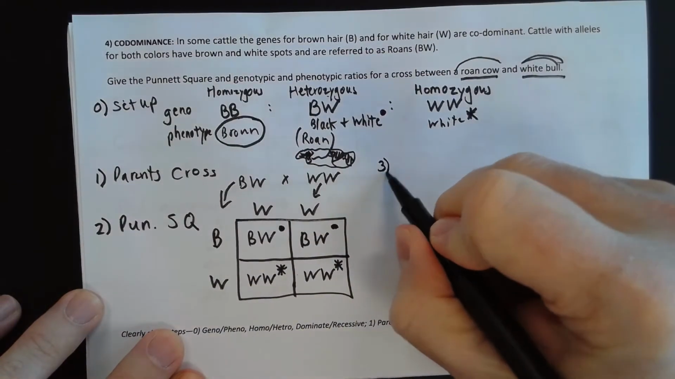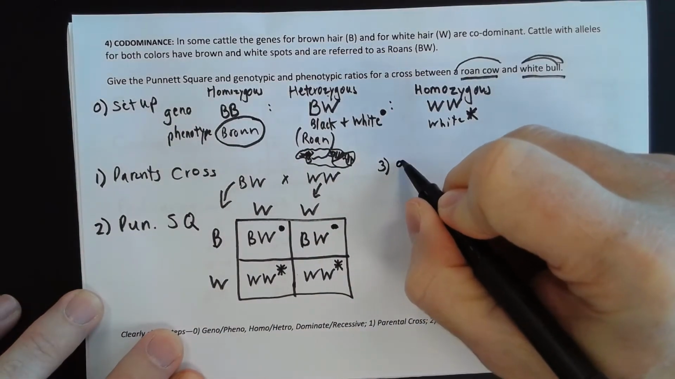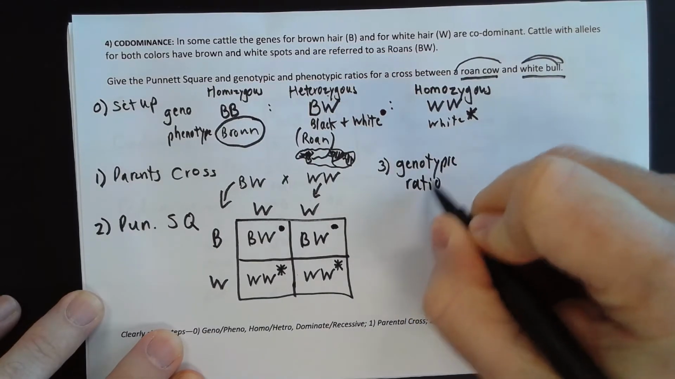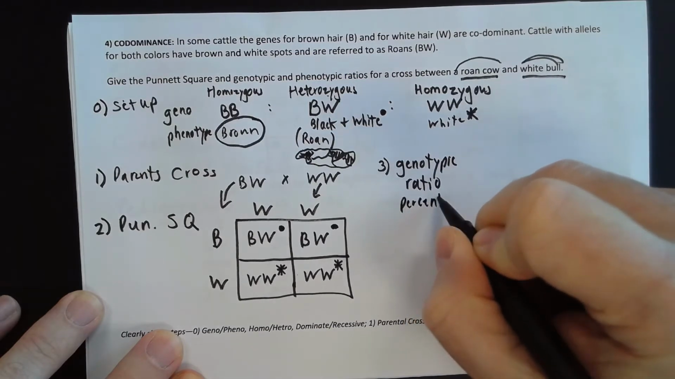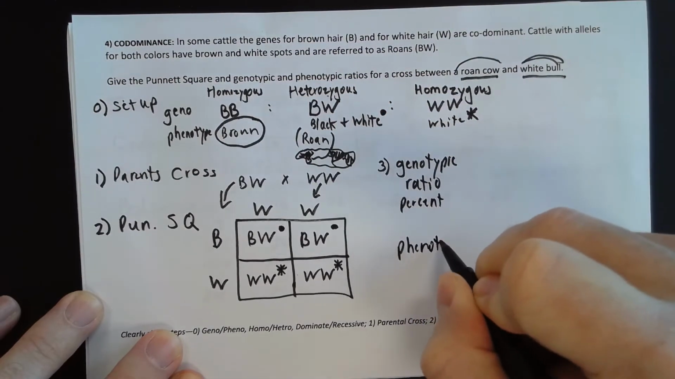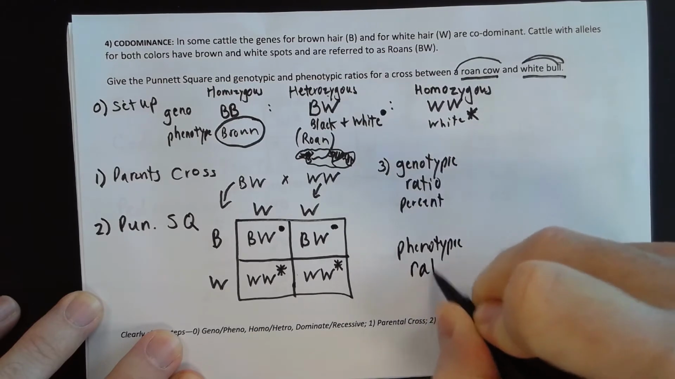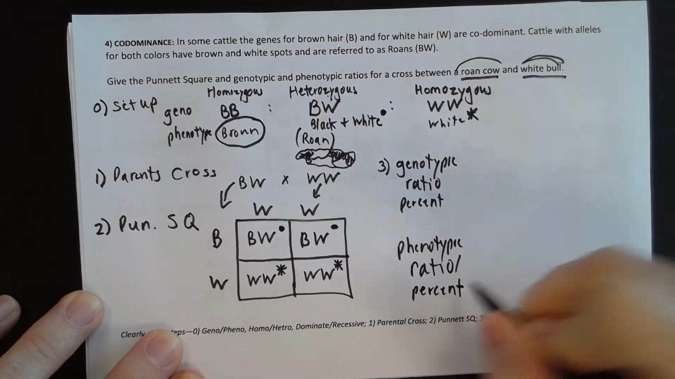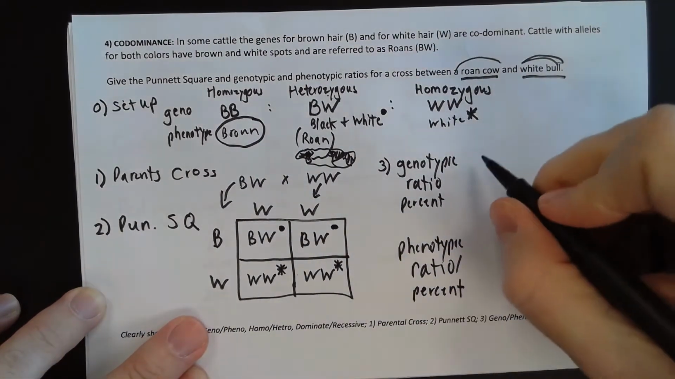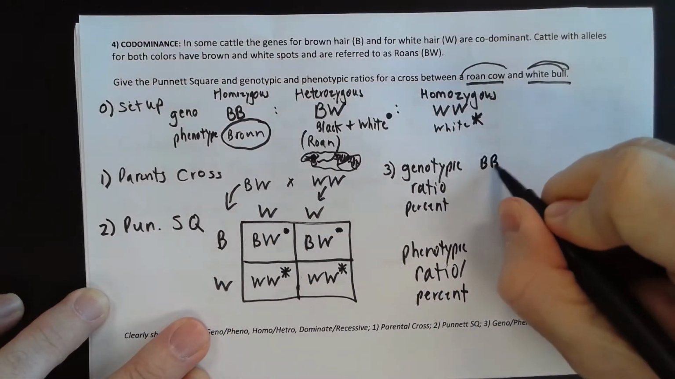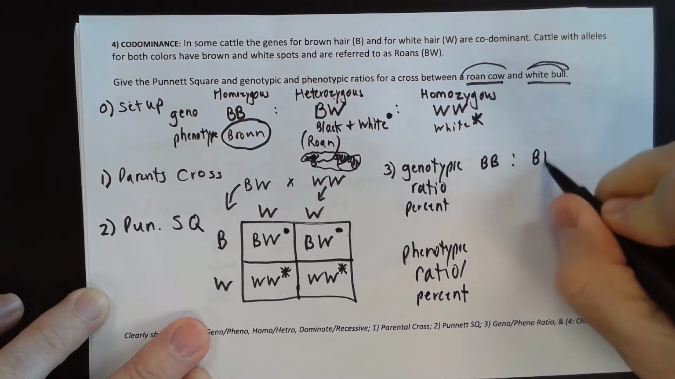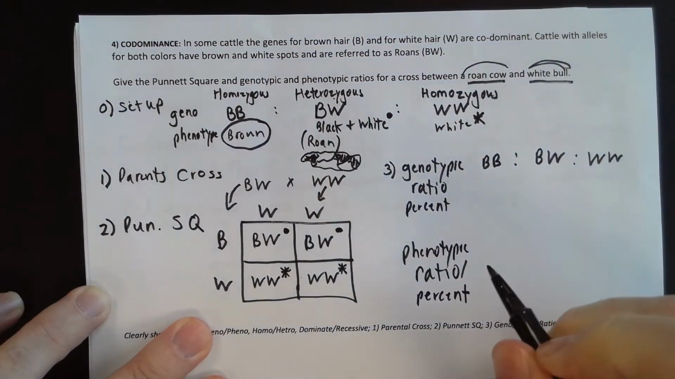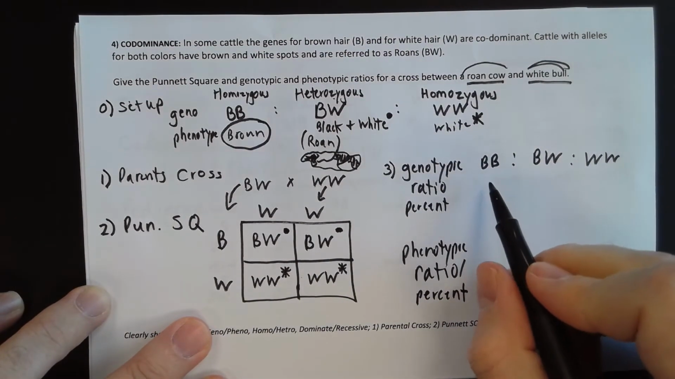Let's go to step 3, where we actually write out the genotypic ratio and percent, and phenotypic ratio, and usually you do the percent as well. Okay, so we want to write all of what are possible. We already kind of did a key, so we kind of already know, right? Then we just count, and it's pretty easy because we've already done it, kind of.